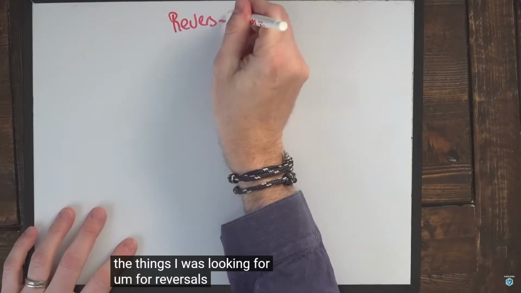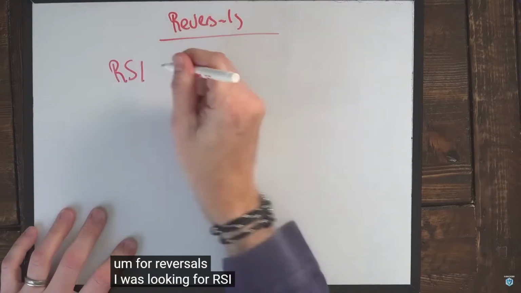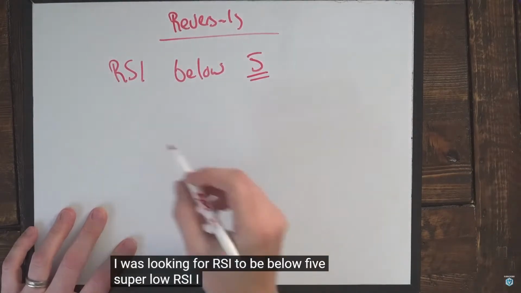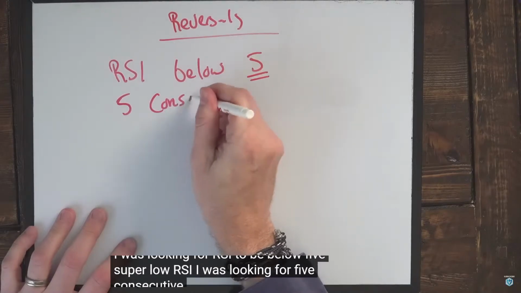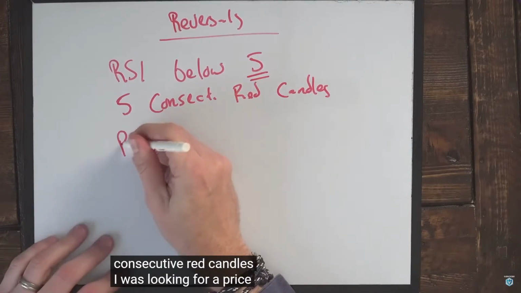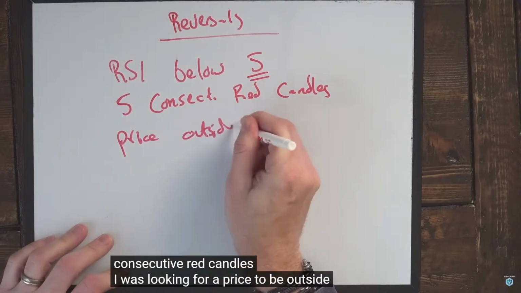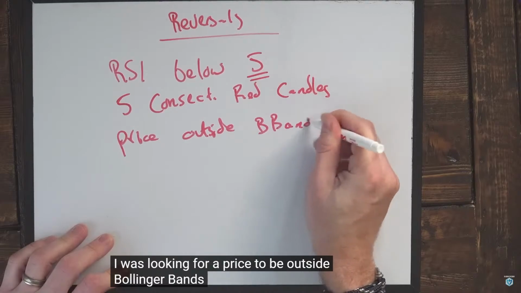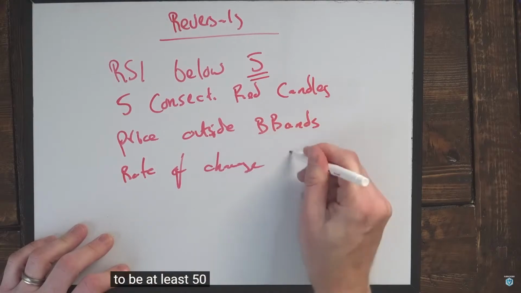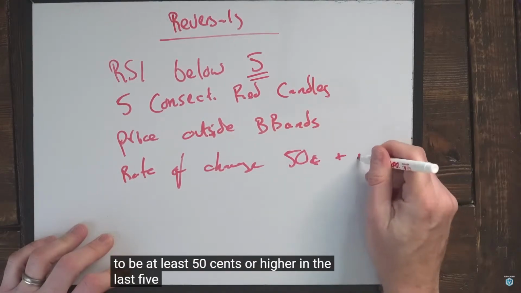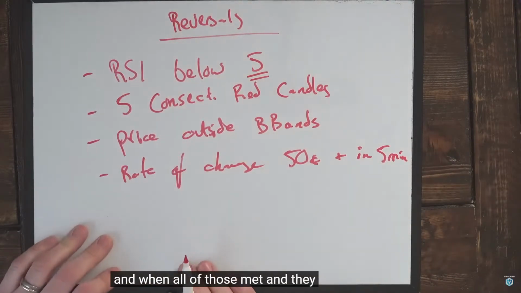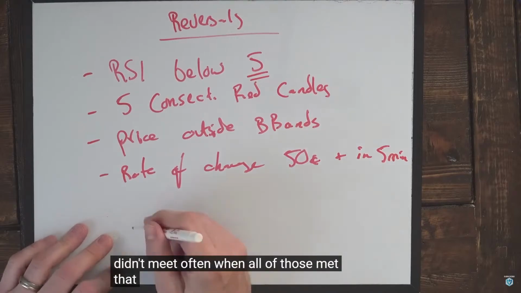The things I was looking for, reversals. I was looking for RSI to be below 5. Super low RSI. I was looking for 5 consecutive red candles. I was looking for price to be outside Bollinger Bands. I was looking for a rate of change to be at least 50 cents or higher in the last 5 minutes. And when all of those met, and they didn't meet often, that was a buy signal.